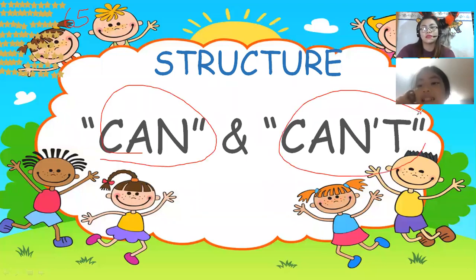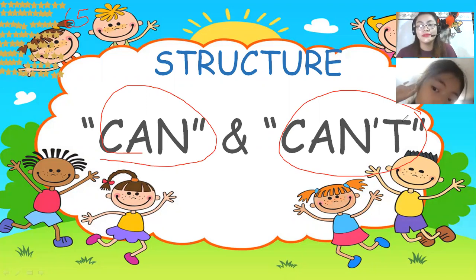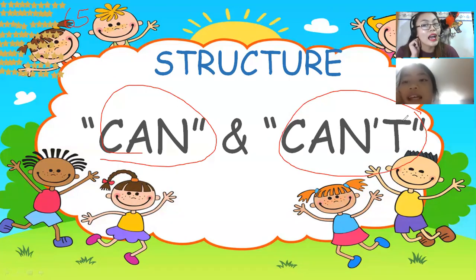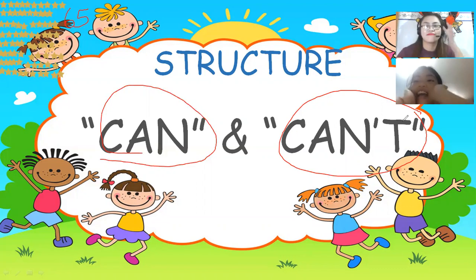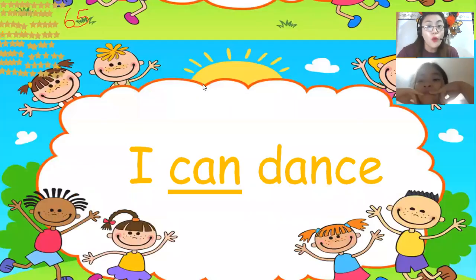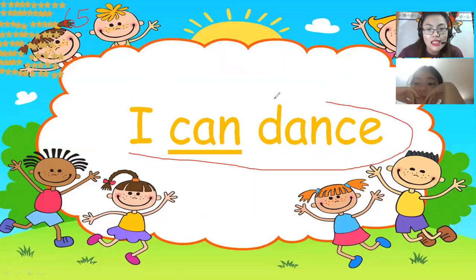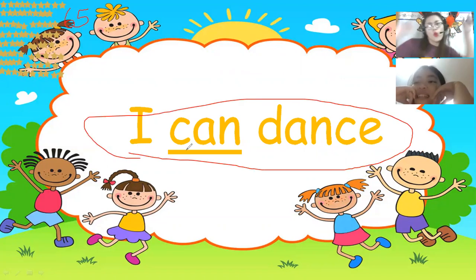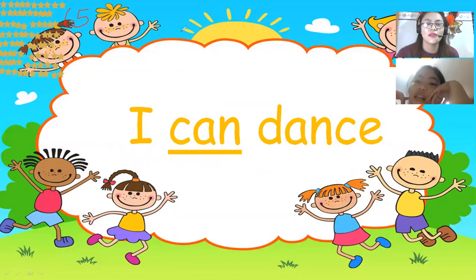Okay, so this is can and can't. I can sing. Repeat after me. Can. I can sing. I can sing. I can't dance. I can dance. How do we read this one? This is? I can dance. I can dance. Okay, what about this one?